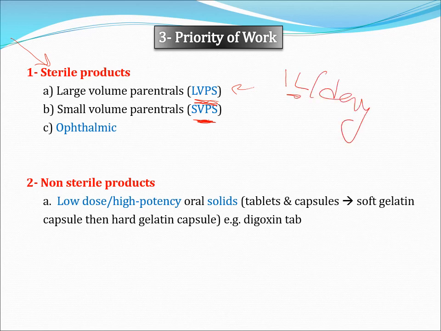So if there is microorganism or a problem in the production, the patient is taking a huge volume of contaminated liquid, so it will kill the patient immediately. Although it may not have drug, it may be a saline or glucose solution, dextrose solution, but still it is a huge volume. That is more important than a small volume parenteral, although small volume parenteral may have active ingredient.